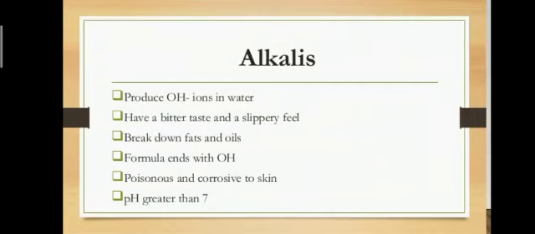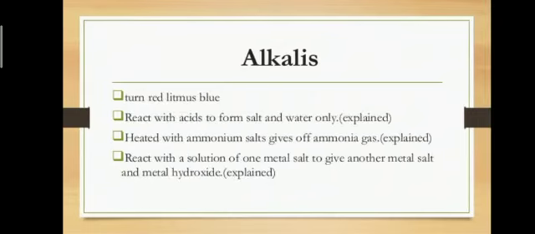Poisonous and corrosive to skin, pH greater than 7, turns red litmus blue, react with acid to form salt and water. This is neutralization reaction that base will react with acid to form salts and water. Heated with ammonium salts gives off ammonia gas. React with a solution of one metal salt to give another metal salt and metal hydroxide.